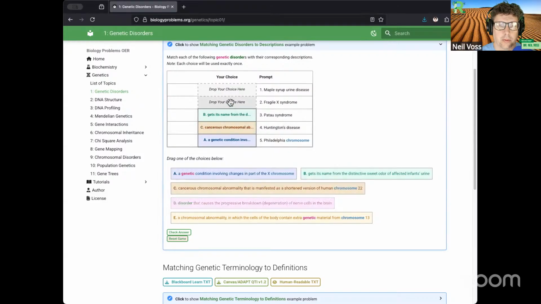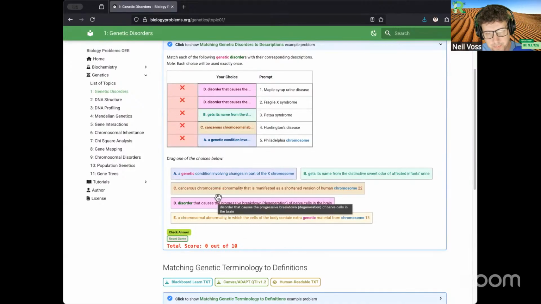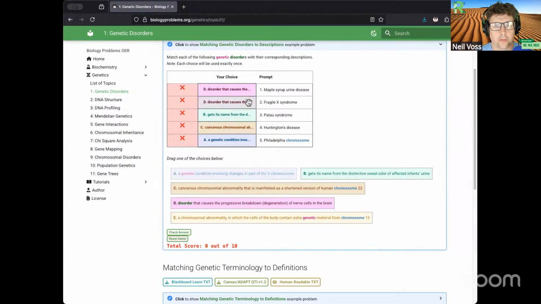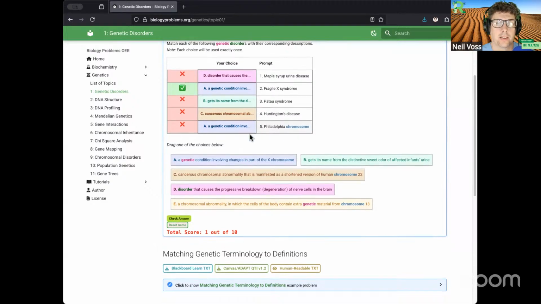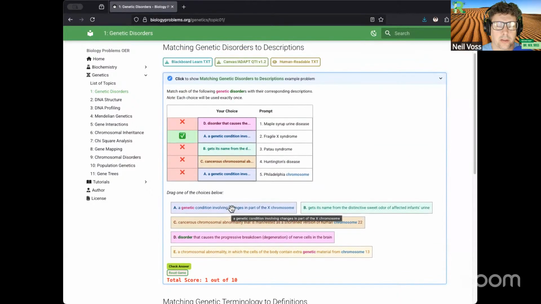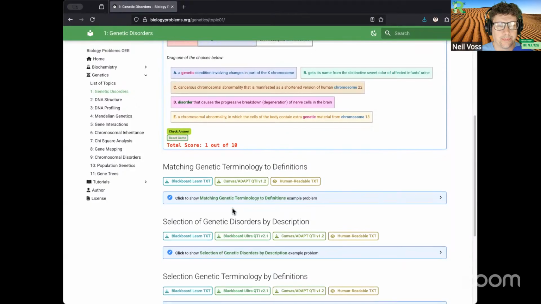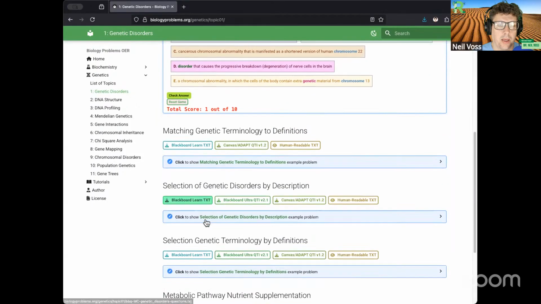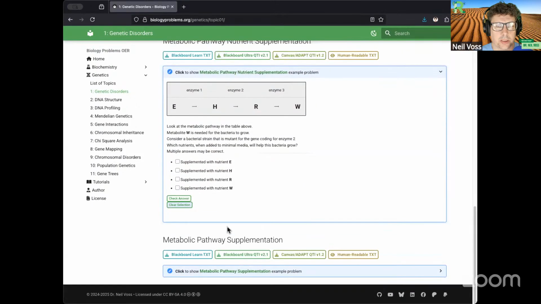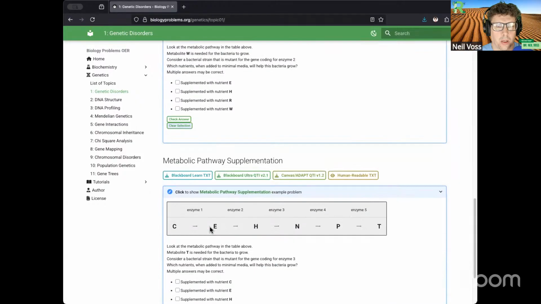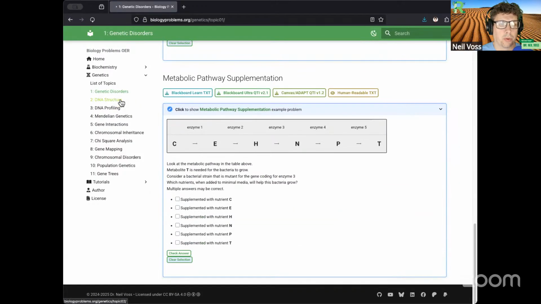I'm just going to randomly put them in and we'll see. Oh, I got 0 out of 10. So like Fragile X syndrome is that one, and I'll check my answer. I got 1 out of 10. And you can test out all the questions independent of what you want to do.